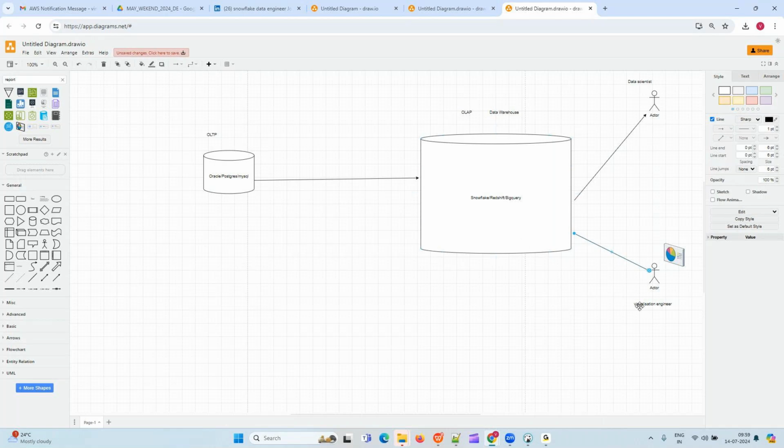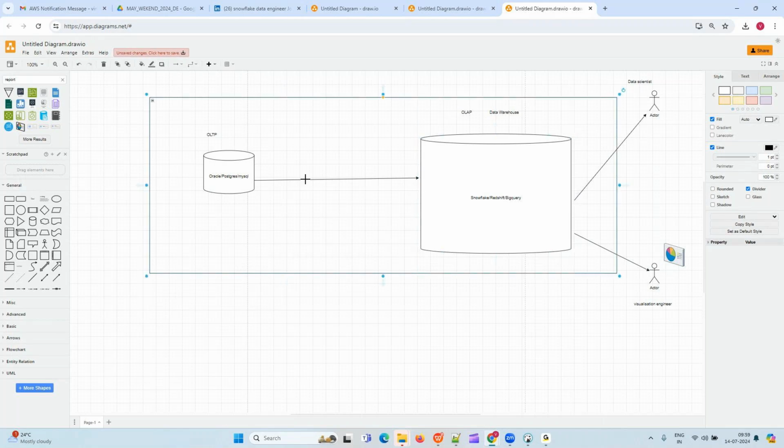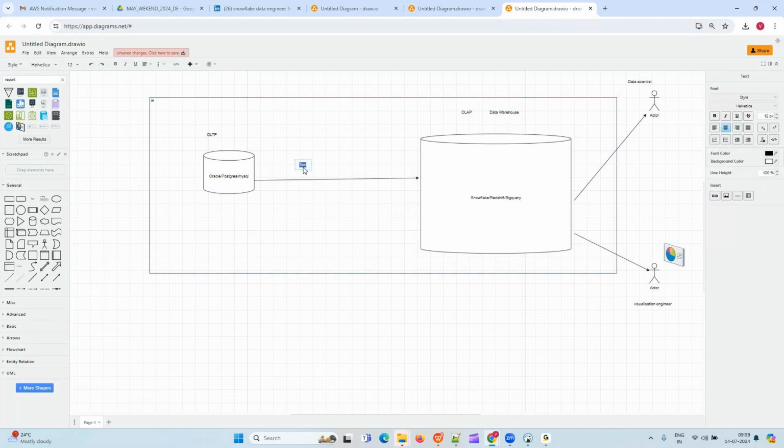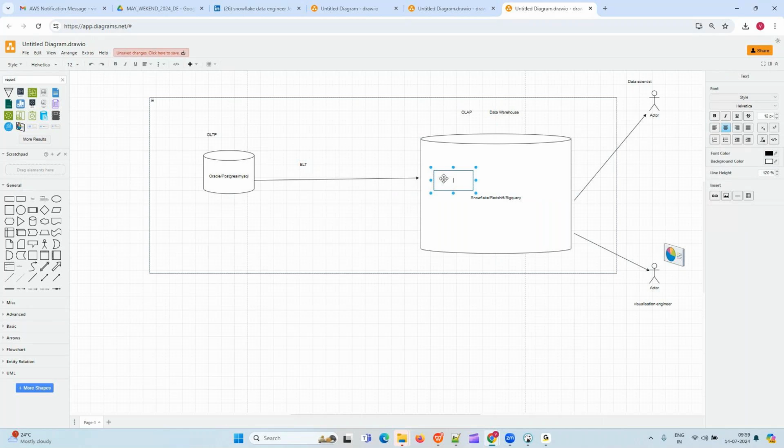Okay, so one is the visualization engineer, the other one is the data scientist. Now, as a data engineer, what are you going to do? You are going to build a data pipeline from your source system like OLTP to a target system like Snowflake. And this process is called ELT: extract, load, and then transform. So what is E? E is extract: extract the data from source systems. L is for load: load it into your target system. And T is for transform.